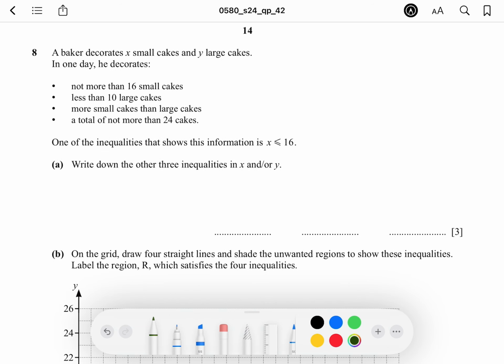Okay. A baker decorates X small cakes and Y large cakes. In one day, he decorates not more than 16 small cakes, less than 10 large cakes, more small cakes than large cakes, a total of not more than 24 cakes. One of the inequalities that shows this information is X is less than 16. Write down the other 3 inequalities in X or Y. Look, what does that mean?